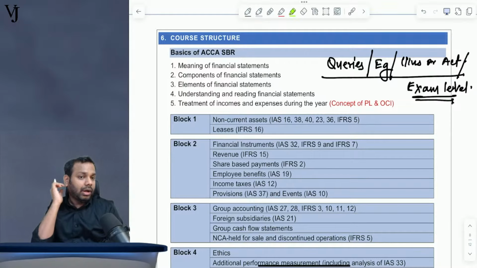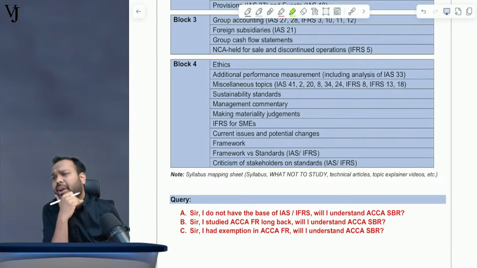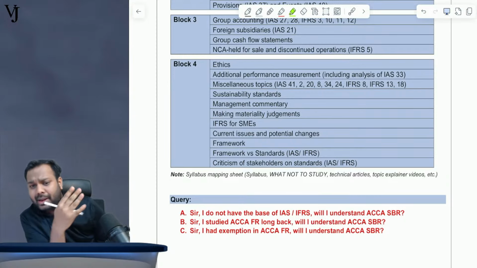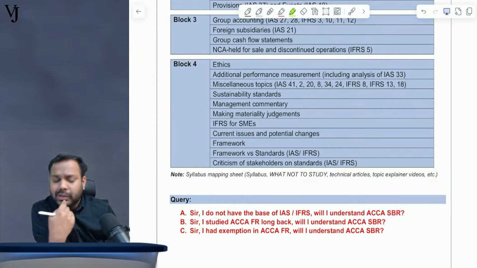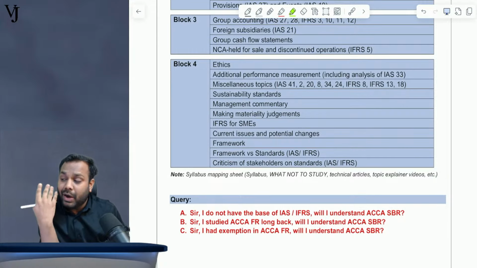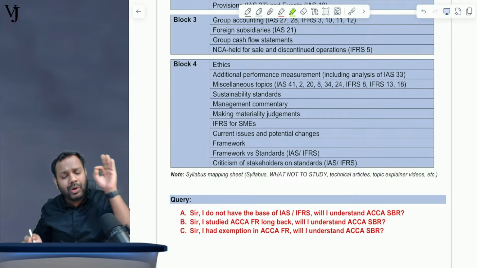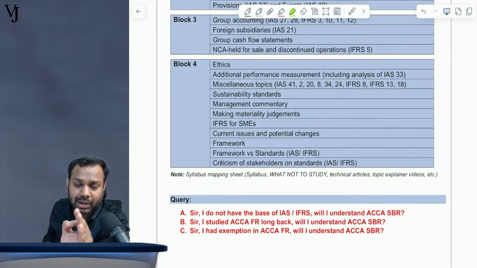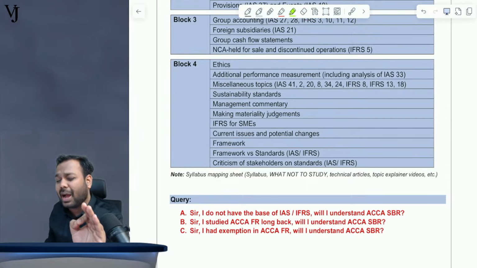Now, one common query that I get from the students is, sir, I don't have the base of IAS or IFRS, or I appeared ACCA FR long back. I can't recall the concepts of ACCA FR. Will I be able to understand the class? So guys, the only thing which I will say here is our SBR classes will be very detailed. Even if you don't know anything, the only thing I'll assume in the class is you know the basic principles of debit and credit. You know how to pass journal entries. That's the only thing which I will assume in the class. Rest everything I will be discussing from the very scratch. So no need to worry at all.